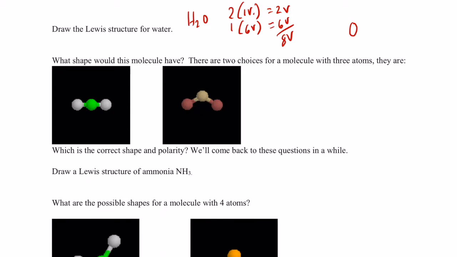We put oxygen in the middle and a hydrogen on each side. That looks pretty symmetrical, doesn't it? We'll put a pair between oxygen and hydrogen on each side, and then we'll give the other 2 pairs to oxygen to complete the octet.